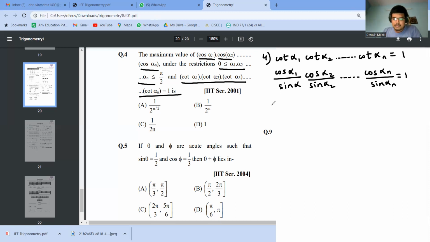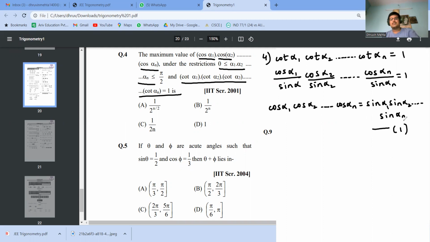So from here, do you guys agree with me? When we cross multiply, we will get cos alpha 1, cos alpha 2, cos alpha 3 up to cos alpha n equal to sin alpha 1, sin alpha 2, sin alpha n. Are you guys following this? Yes. Okay, I'm marking this as equation number 1. And we want the maximum value of cos alpha 1, cos alpha 2 up to cos alpha n.